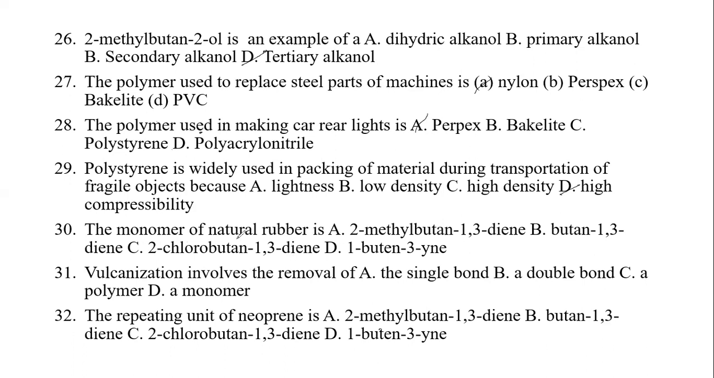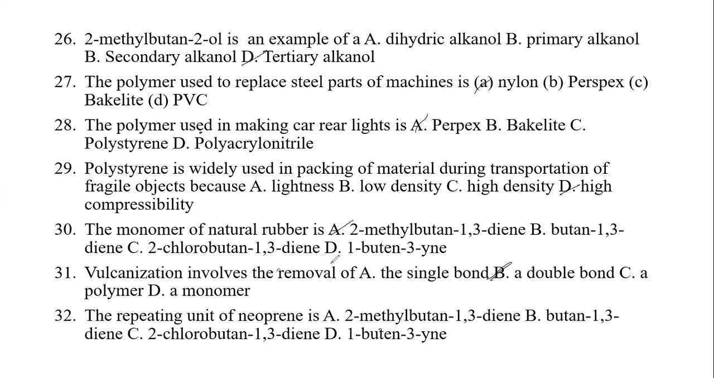All right, so the monomer of natural rubber, as I said earlier, is 2-methylbuta-1,3-diene. Number 31, vulcanization of rubber involves the hardening of the rubber, and that involves the removal of double bonds. So it involves the removal of double bond.